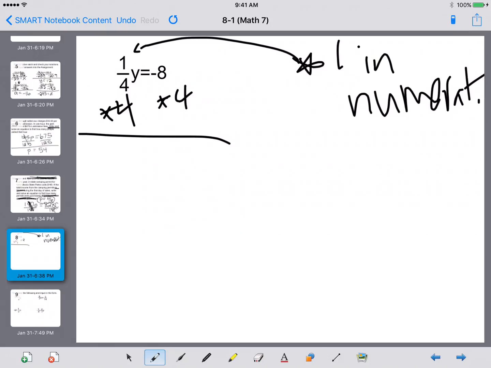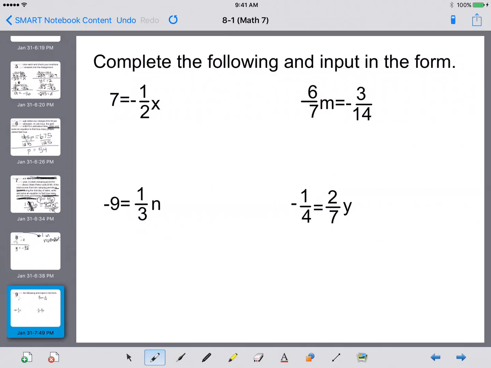1/4 times 4 turns into 1. So we just bring down our y. We bring down our equal sign. And then -8 times 4 is -32. When in doubt, check on your calculator. So you can do 1/4 times -32, and you get -8. So perfect, voila, exactly what you need to do. So you can go ahead and try these next ones over here.